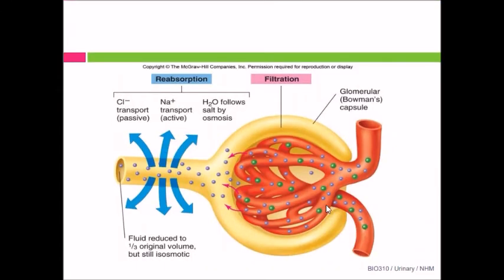As you can see here, filtration occurs at the Bowman capsule, and then reabsorption occurs at all parts of the nephron, where the sodium ion will be transported out first by active transport, followed by the chloride ions, and then by the water through the osmosis process, which is also referred to as passive transport.